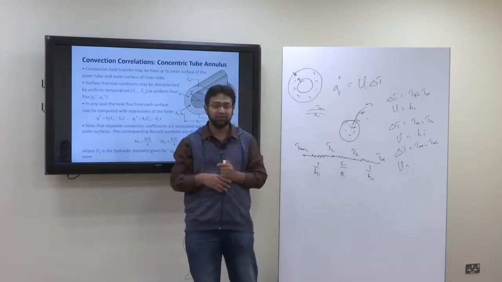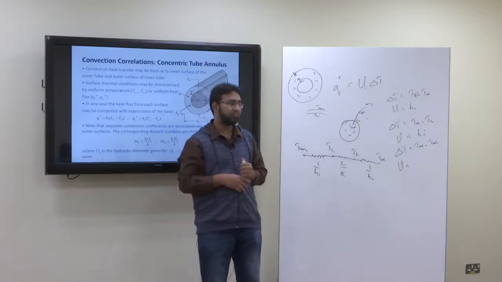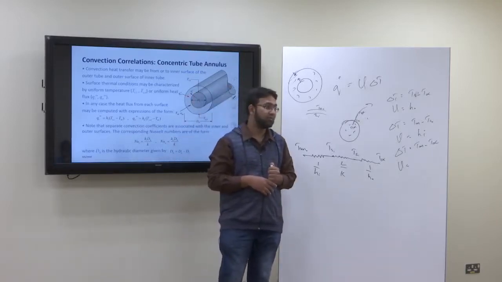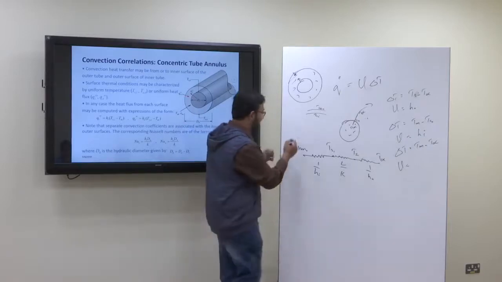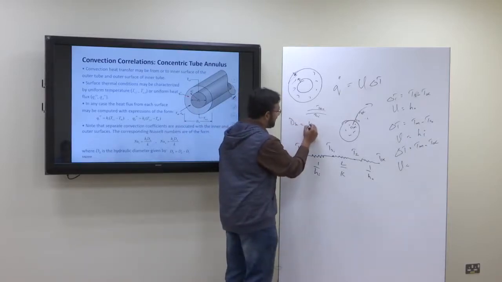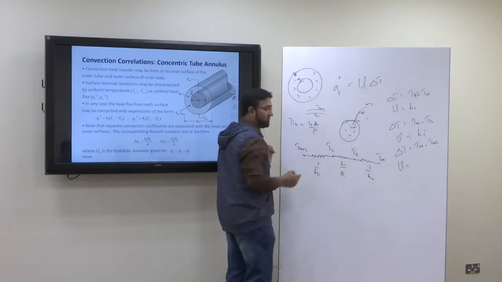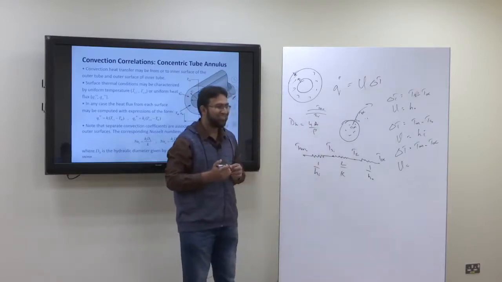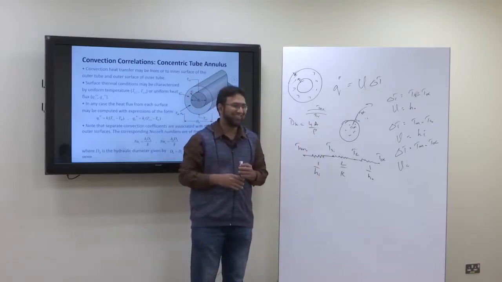Hydraulic diameter is 4A upon P. We need the sheet, the rules. The hydraulic diameter is 4A upon P. Okay, now you know the rule.